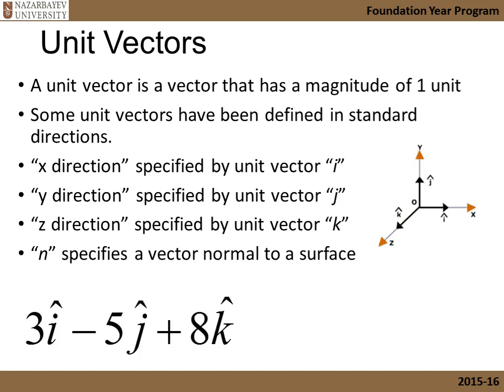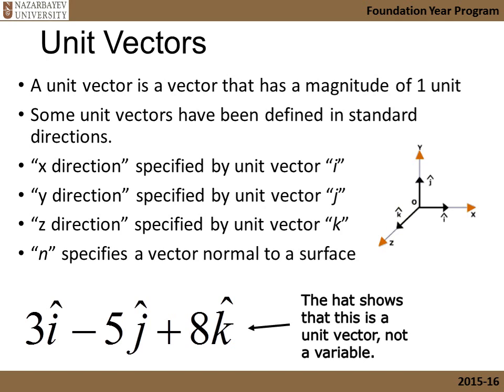Finally, for example, we can have this vector 3i minus 5j plus 8k, and the hats show us that they are unit vectors, not variables. And also this 3i and minus 5j and 8k are the coordinates of our vector, or the x component and y component and z component of our vector.